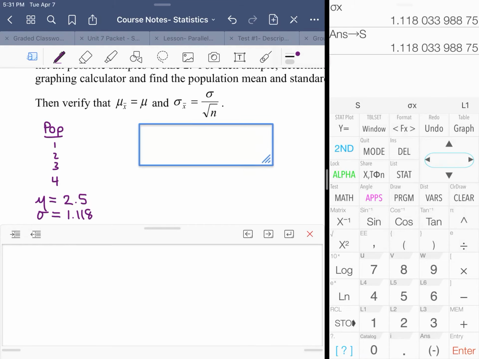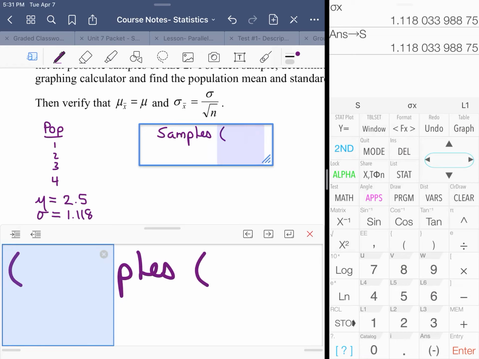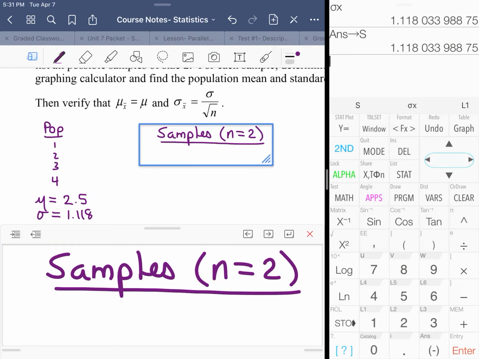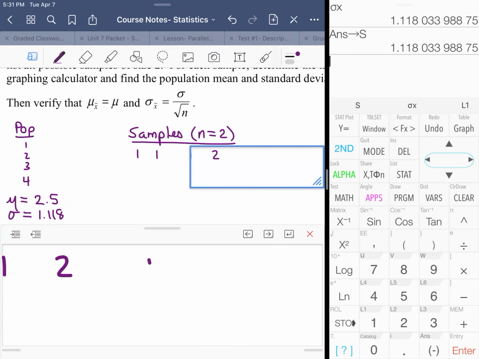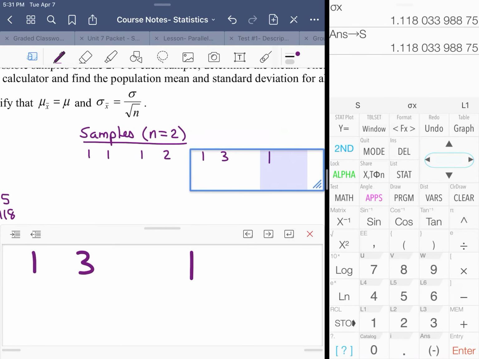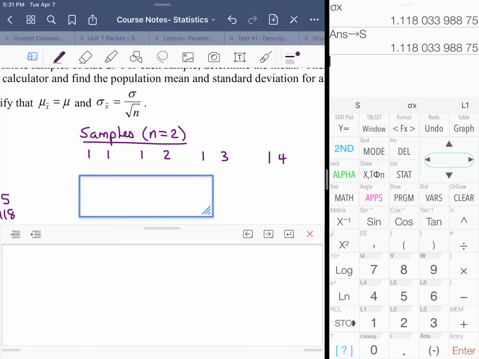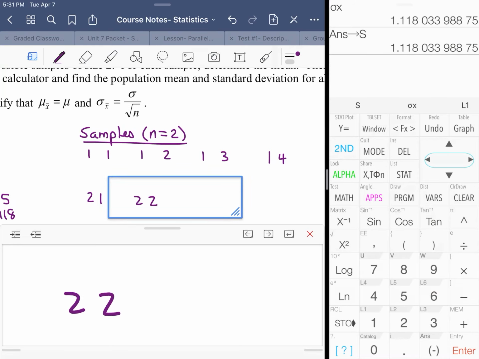All right. Now what I'm going to do is come up with samples where n is equal to 2. So samples of size 2. All possible samples. All right, so if I'm selecting 2 values with replacement from the set of 1, 2, 3, and 4, I could get 1,1; 1,2; 1,3; 1,4. I'm going to leave a little space. 2,1; 2,2; and a little bit more space.